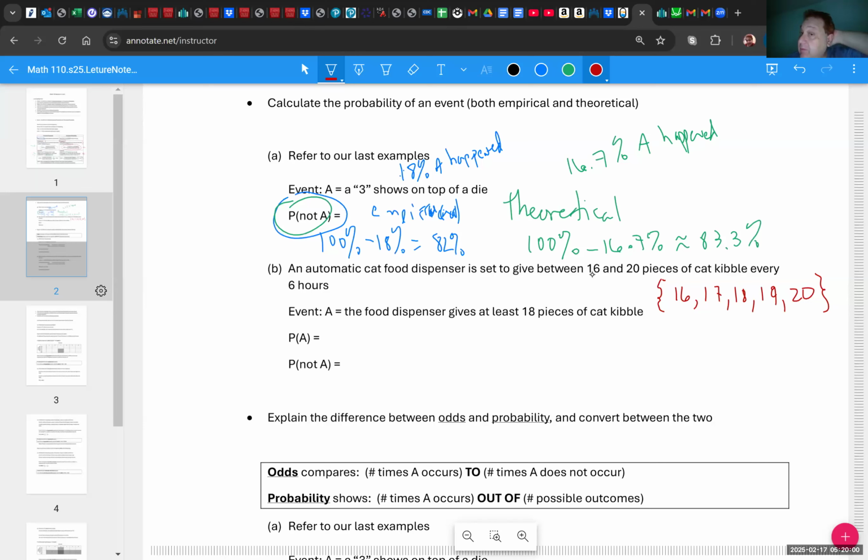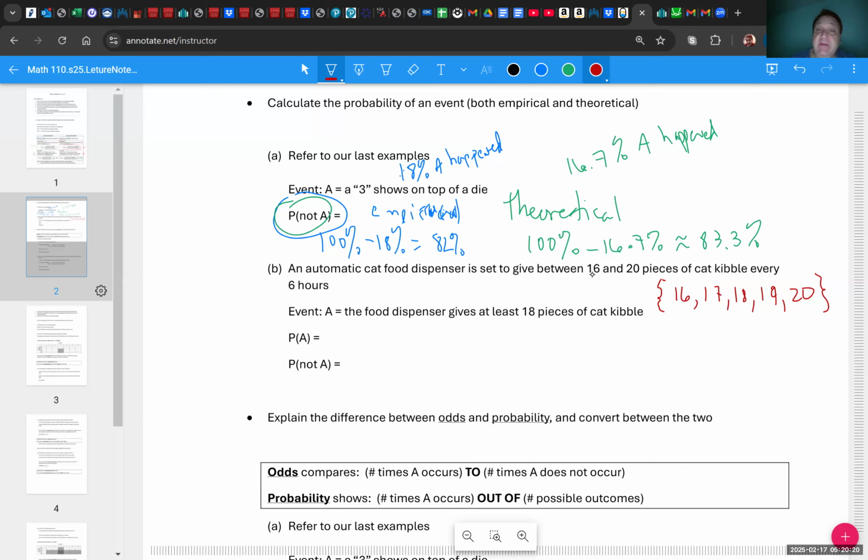So for our theoretical probability, we have to know stuff. We know that there's between 16 and 20, which are 5 different things. And if you just subtract 20 minus 16, you get 4. That's the mistake I see a bunch of students make because they're just doing it quick. They don't realize there are actually 5 different options between 16 and 20.